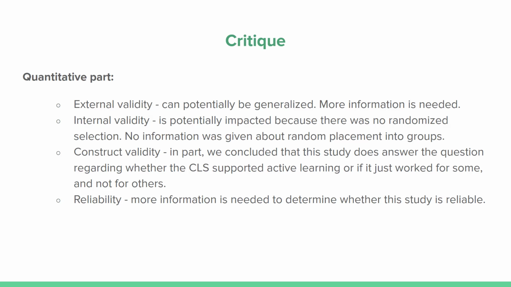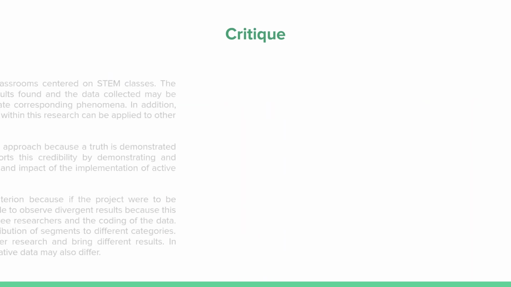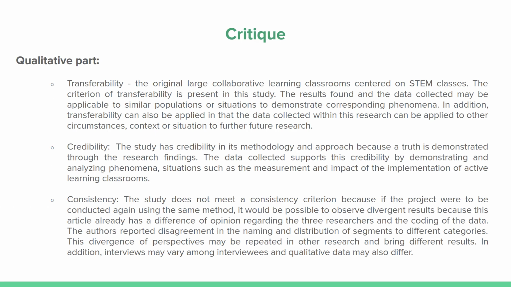Internal validity is potentially impacted just because there were no randomized groups selected. Participants, as far as we know, were not randomly placed into groups. They were specifically students that had enrolled in a class, and where they were seated at the tables in the groups, there was not a lot of information given about that. But as far as construct validity, we question again whether or not question 1 was fully answered. So that part we thought maybe there was some potential flaw in there.